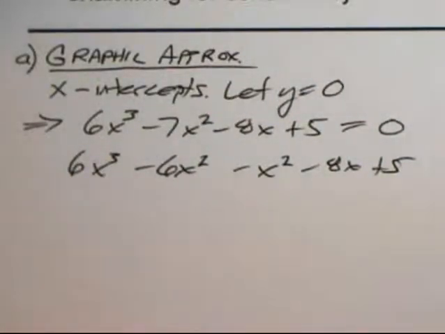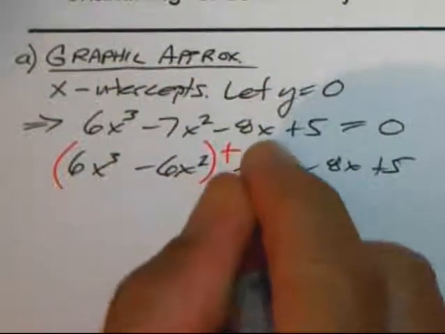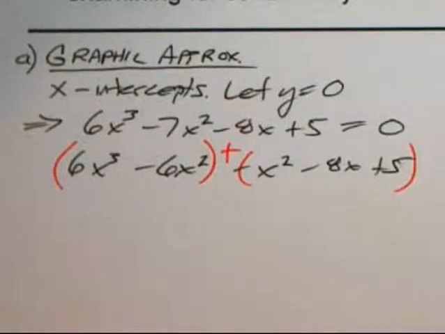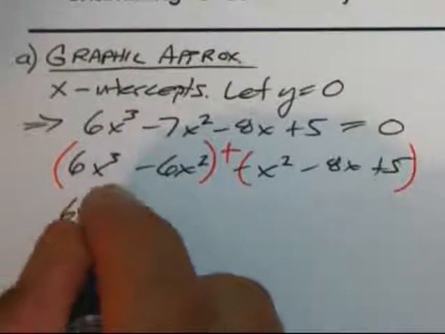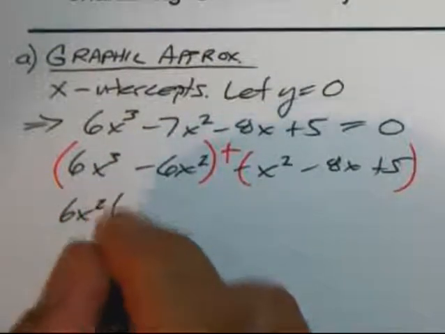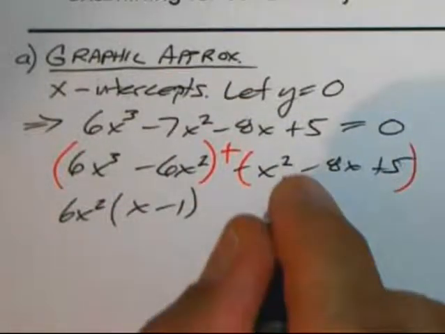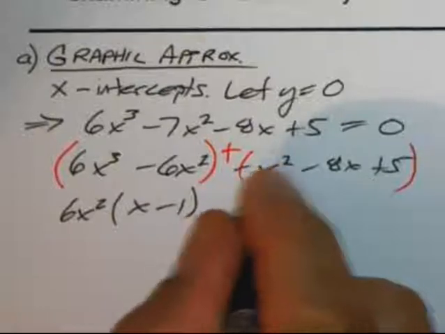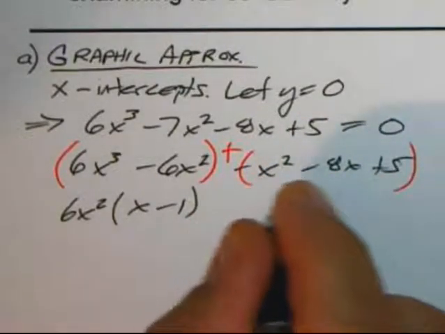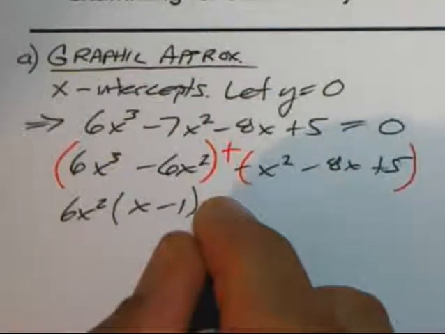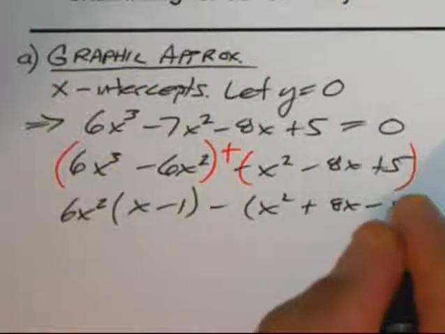And in the spirit of grouping, the idea is these two together, and this trinomial together. Now here, I've got a 6x squared common factor for this grouping. Leave behind x minus 1. For here, with this negative x squared as the leading term, to make this a little easier to deal with, factor a negative 1 out of it. So this would give us a minus, and then we have an x squared plus 8x minus 5.